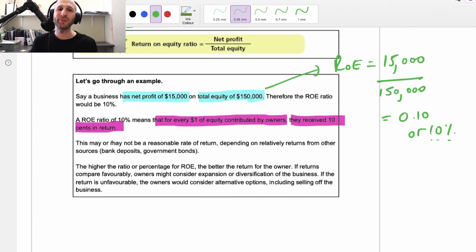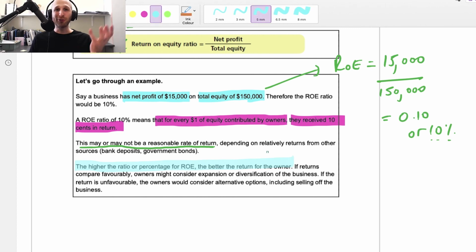So you might think, this is good, or this may not be good. So this may or may not be a reasonable rate of return, because think about it. An investor can put their money in a whole bunch of different places. So if they're getting 10% on their investment in the business, that might be much larger than what they can get from a bank account or even the share market. If it was the other way around, if return on equity was maybe like 3% or 2%, they might think about, should I stay in the business or could I put my money elsewhere? And that's really about the point that I'm making here. So the higher the return on equity, the better the return for the owner and the more likely they'll keep their money in the business.